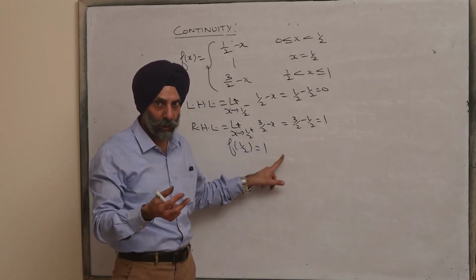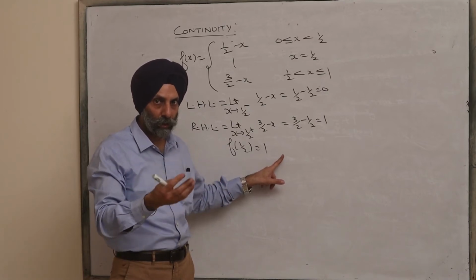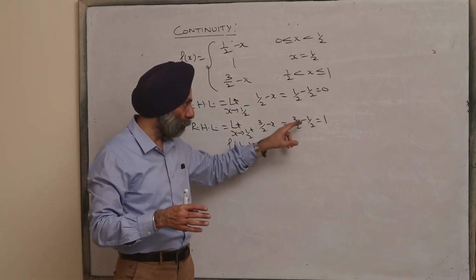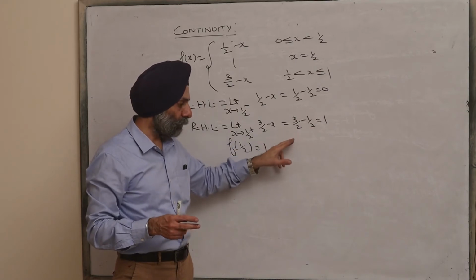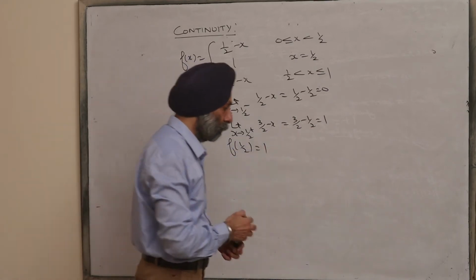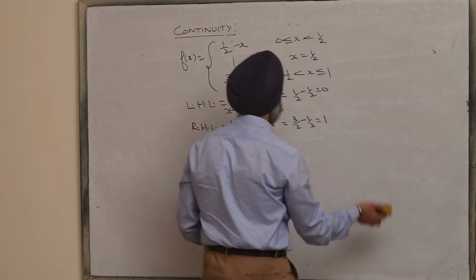Sometimes you might be asked whether it is left continuous or right continuous. Yes, looking at this, we can say that this function is continuous at x is equal to half from the right hand side.